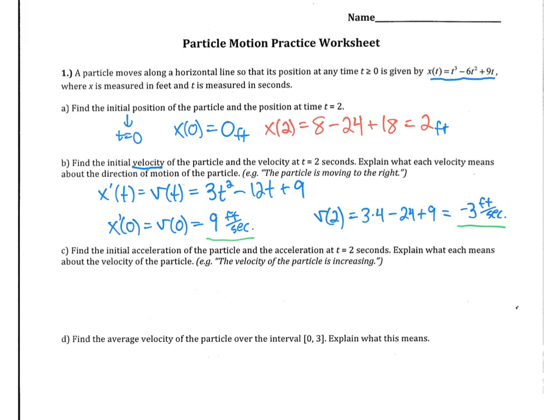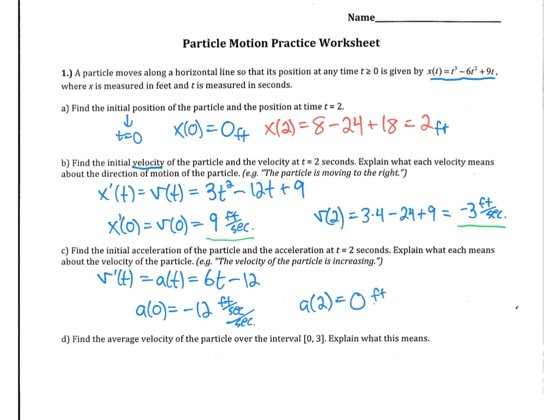In question C, we're asked to find the initial acceleration and the acceleration at 2 seconds. The acceleration of the particle is the derivative of velocity, so we're going to find that right here. That gives us 6t minus 12. The initial acceleration is negative 12, and the units on that are feet per second squared. And the acceleration at time 2 is 0 feet per second squared.